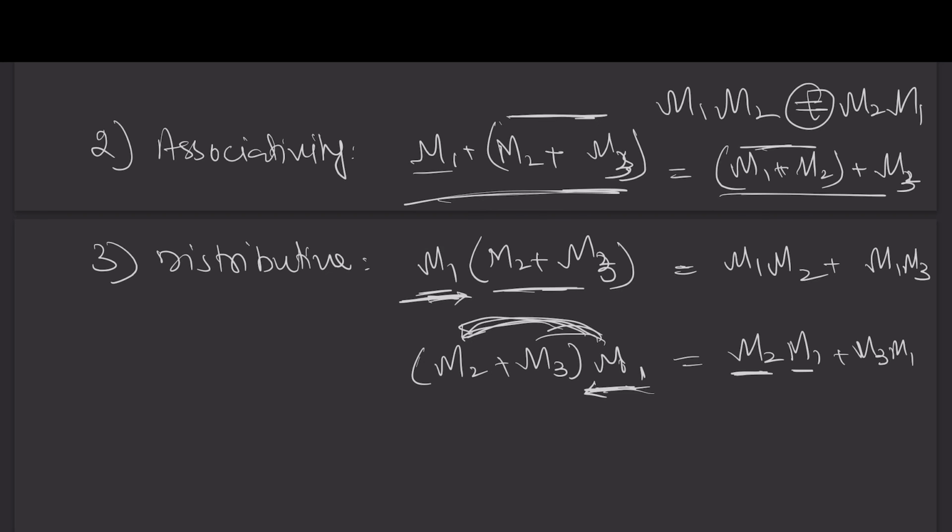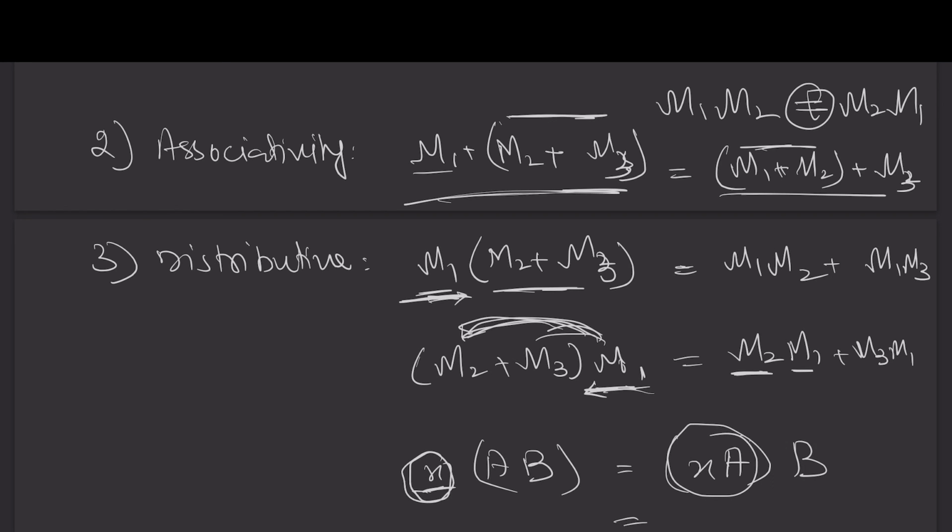Now, if we have a matrix multiplication A and B, and we are multiplying this new matrix with a scalar x, what we can do is simply multiply this scalar x with A and then multiply this new matrix with B. This is also the same as if you multiply this scalar with B first and then multiply the resultant with A.